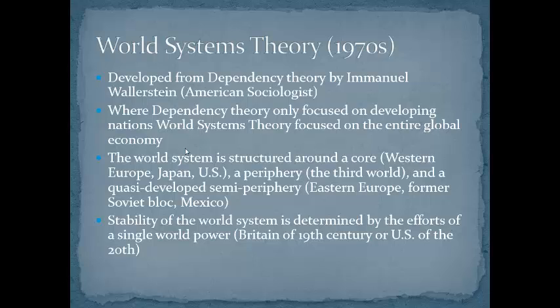And again, there's this real emphasis on the role of a superpower in keeping the system stable. And according to this model, the stability is determined by the efforts of a single world power to keep the balance of trade and the balance of power in check. So, for example, this would have been Britain in the 19th century, or the United States in the 20th century and beyond.